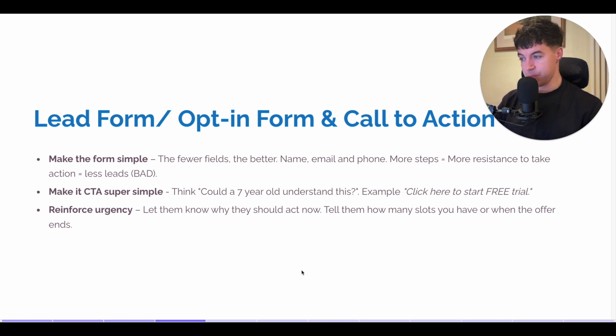So you're going to see simple is a very common theme here. So make the form simple. The fewer fields, the better. Name, email, and phone. These are usually all you need. More steps equals more resistance to take action, which equals less leads, which is bad. So 3 things that we definitely need: a name, an email, and a phone.